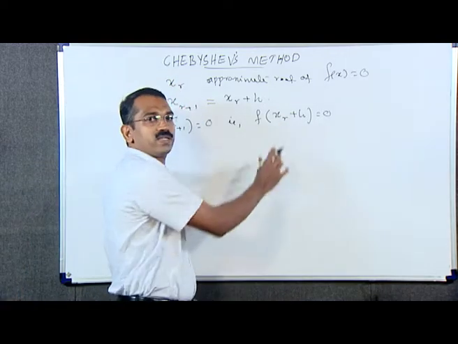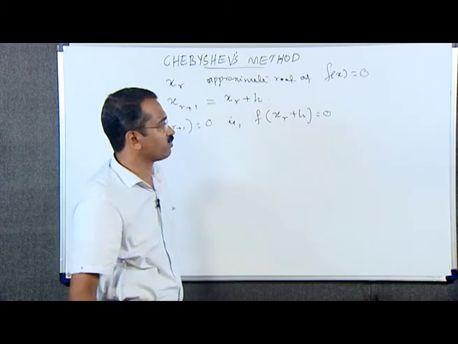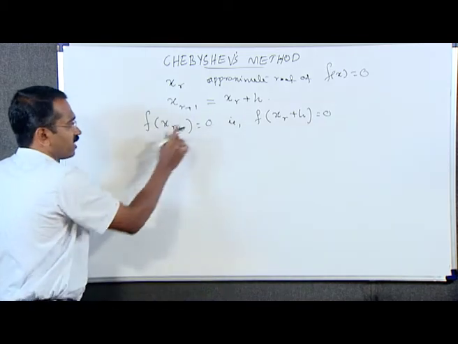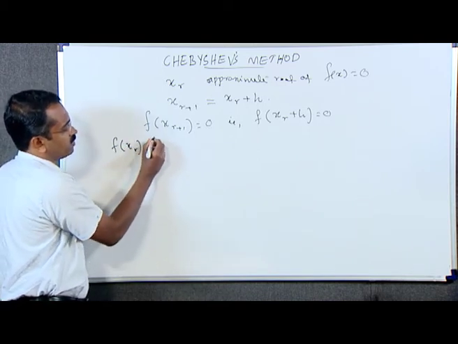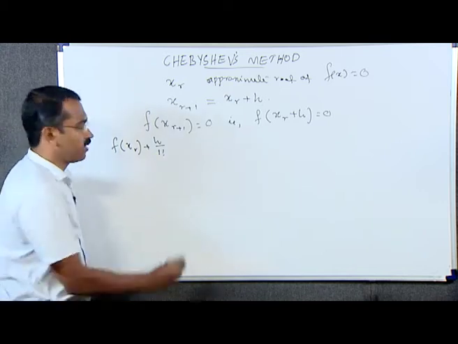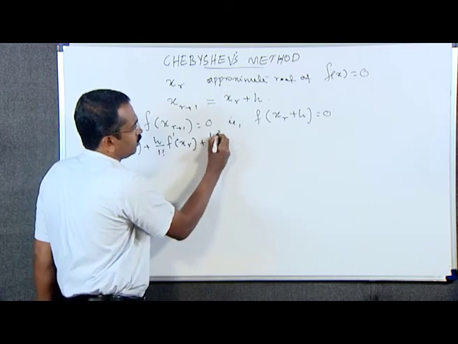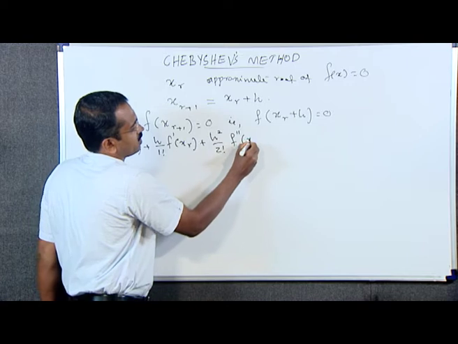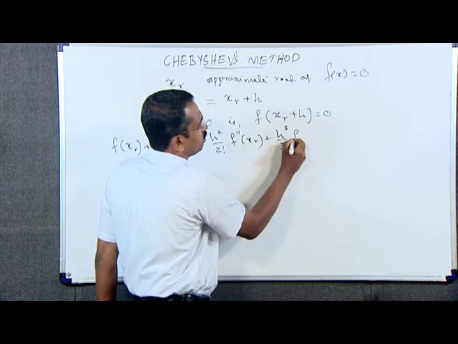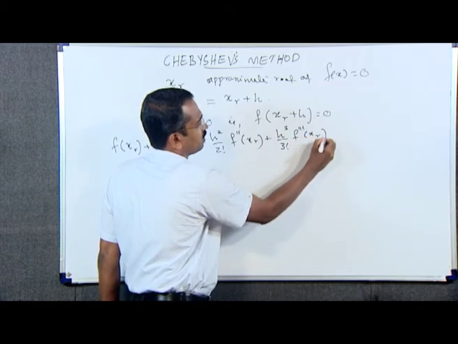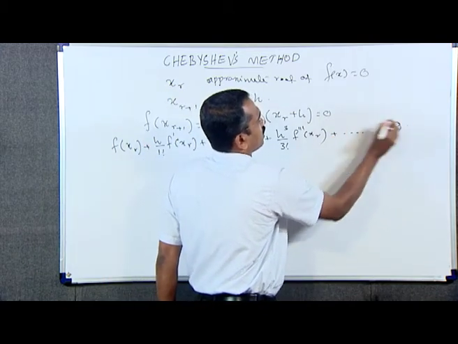Now, by Taylor's theorem, we will expand this f(x_r + h). That is, we can write f(x_r) + h/1! f'(x_r) + h²/2! f''(x_r) + h³/3! f'''(x_r) + etc. is equal to 0. The right hand side is 0.